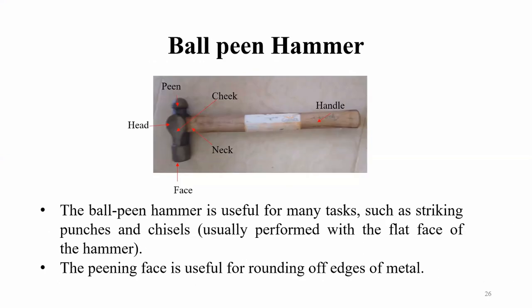And in case of ball peen hammer, one face is flat and the other face is a peen. That means a round shape, like a half circle or half hemisphere. And this one is normally utilized, that means the peening face is normally utilized to shape the metals. Say for example, shaping the metals in round shape.